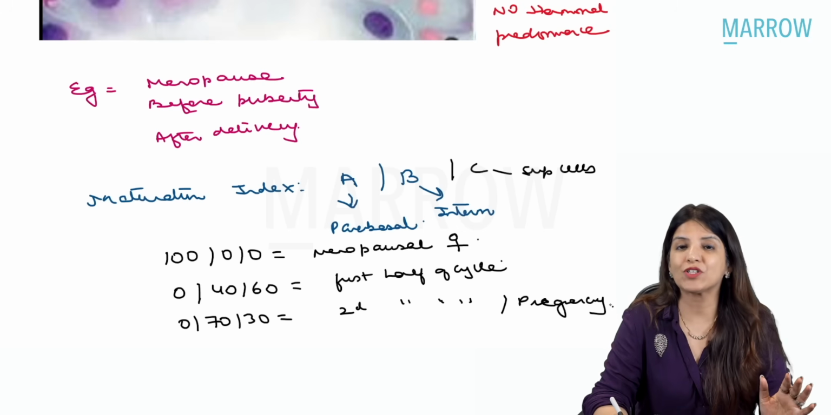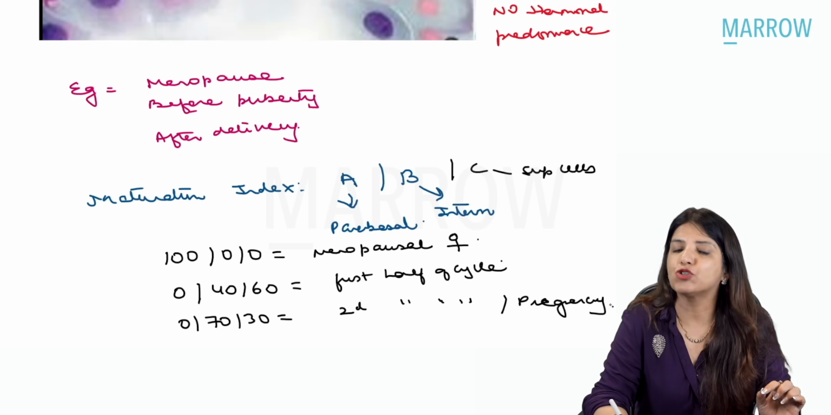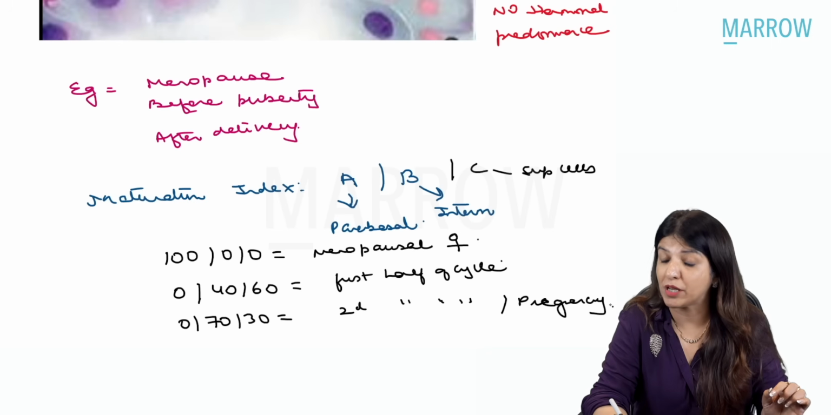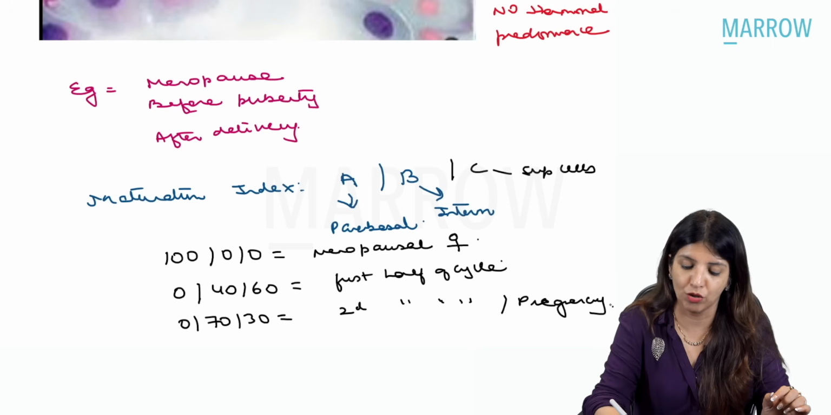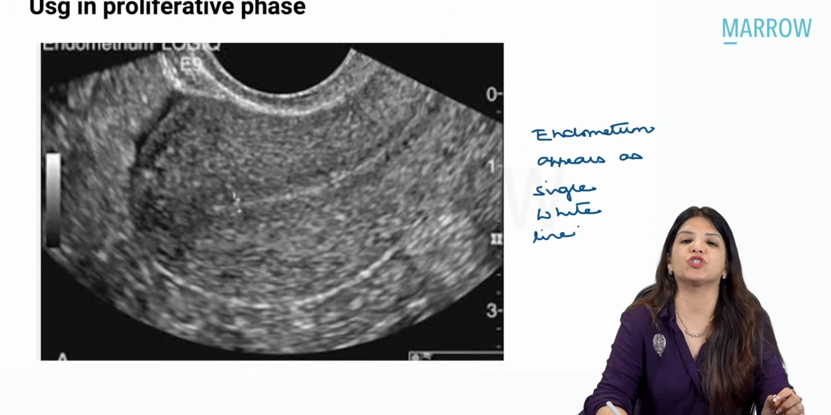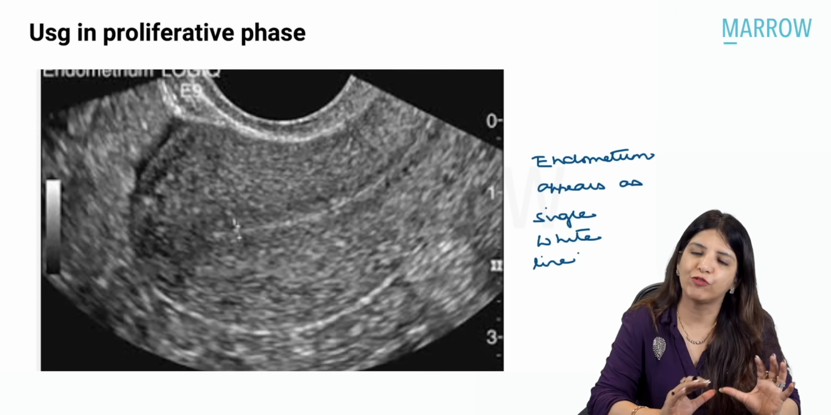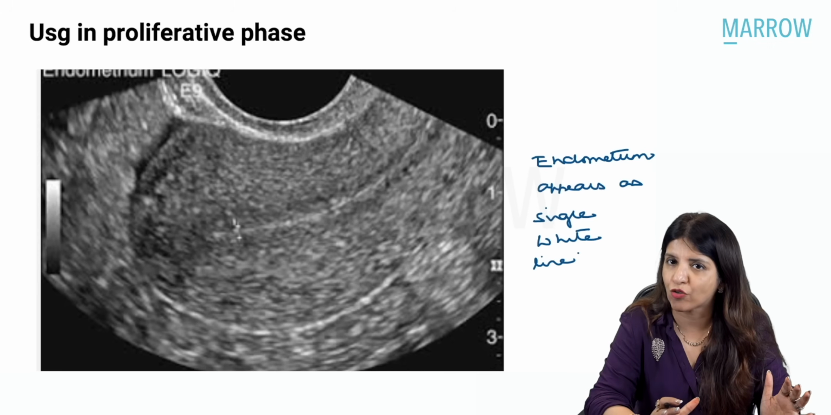Right. The next question which they sometimes ask is that for hormonal study, sample should be taken from which wall of the vagina? So please remember, for hormonal study, sample should be taken from the lateral wall of the vagina. Now this is the ultrasound image which is seen in different phases of the menstrual cycle. So how does endometrium appear in different phases of the menstrual cycle?